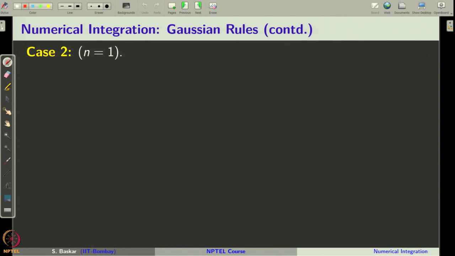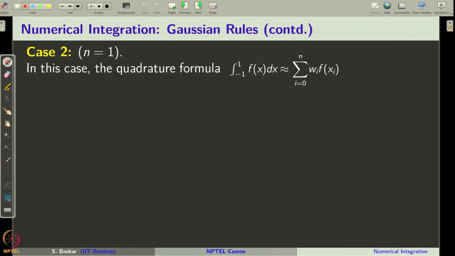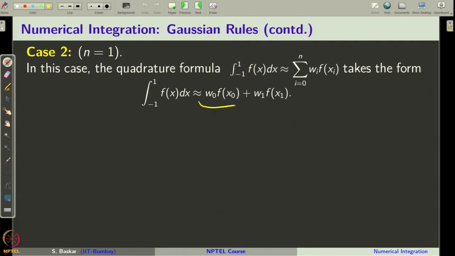Let us go to the next case. Now, we will take n equal to 1 and see how the Gaussian rule with n equal to 1 looks like. Again, in this case, we have to take our general quadrature rule and put n equal to 1 in that to get this expression. So, this is the general form of the quadrature rule that we are interested in the present case.